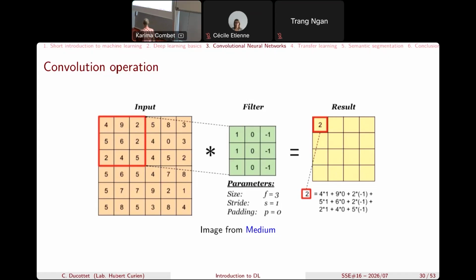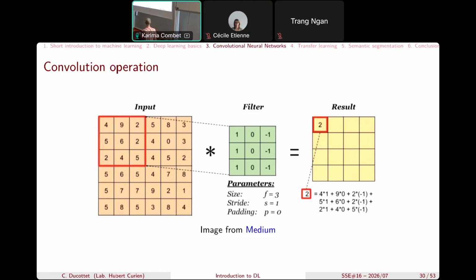And we also have the stride. What is the stride? The stride is how much I move my filter to the next position. Okay, I can move only 1 pixel. This is stride equal 1. This is the most frequent situation.